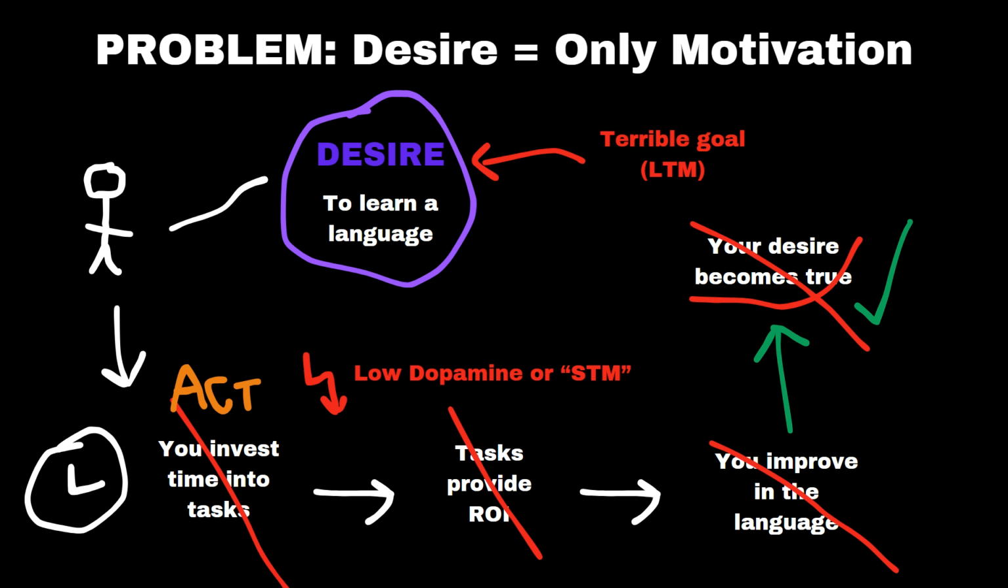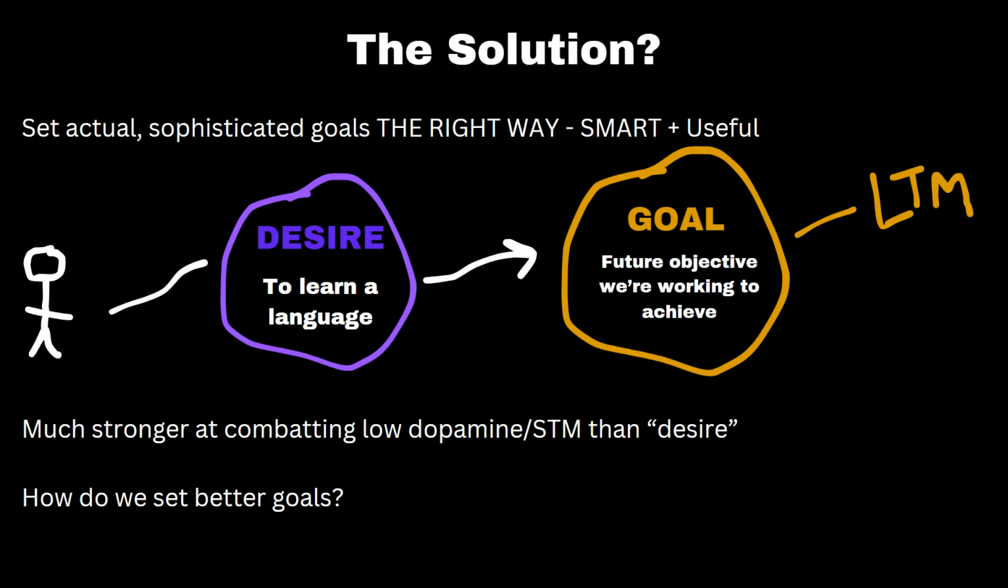So how do we actually solve this problem of your desire being the most advanced goal and effectively stopping you from learning a language? The solution, and the thing I think everyone can improve in, myself included, is to set actual sophisticated goals the right way. So, if we have a desire to learn a language, that's great, that's not a bad thing. But what we need to do is set a more advanced goal. So if we have the desire to, for example, learn Italian because we have a friend who speaks Italian and we like to be able to talk to him and his family and holiday there, and maybe a few other reasons as well, maybe pull Italian girls, I don't know, whatever you want to learn a language for, really.